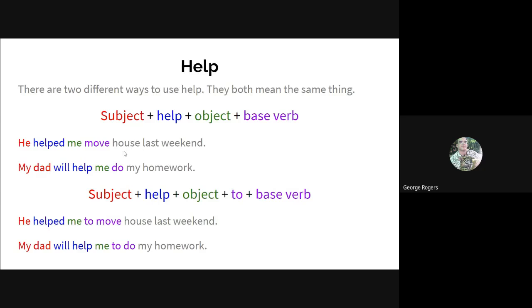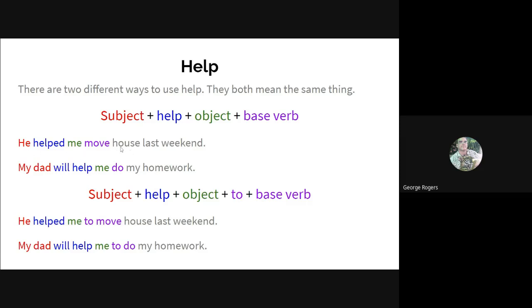I feel like something's missing here. He helped me move. You could almost get rid of the house. He helped me move last weekend. It's implied that you moved from one house to another or one apartment to another. Or it could have been you moved from an apartment to a house. But he helped me move house.